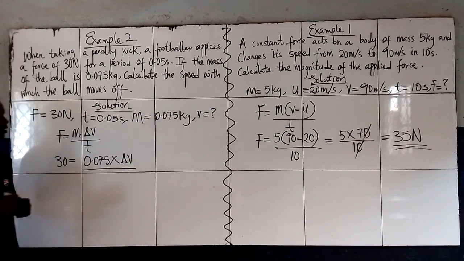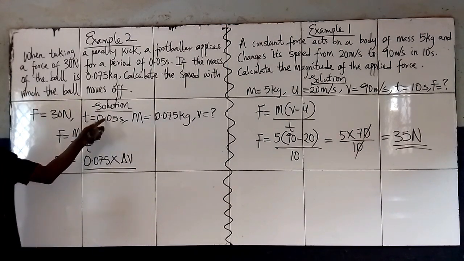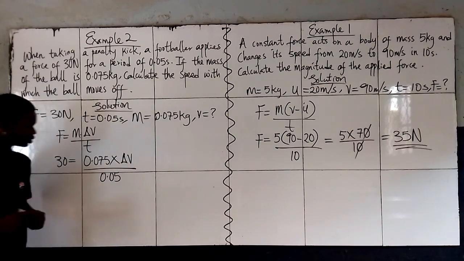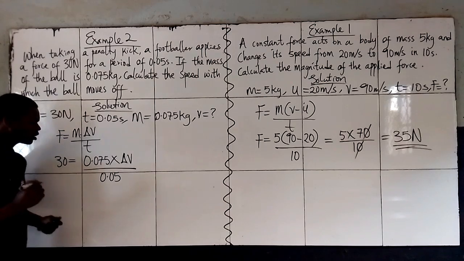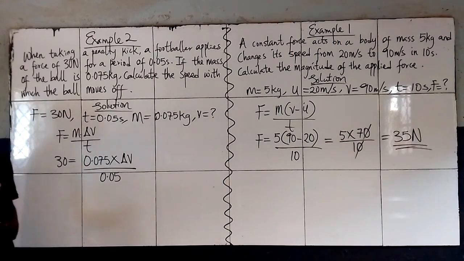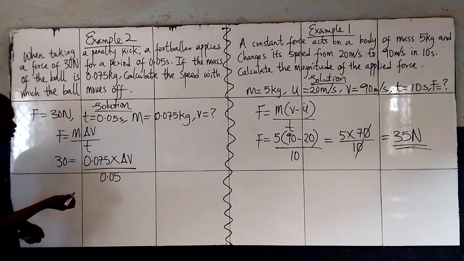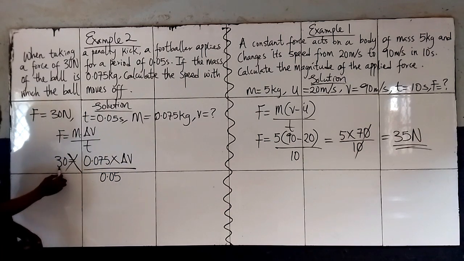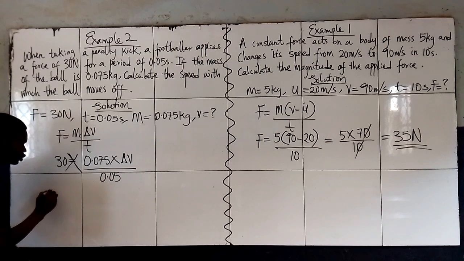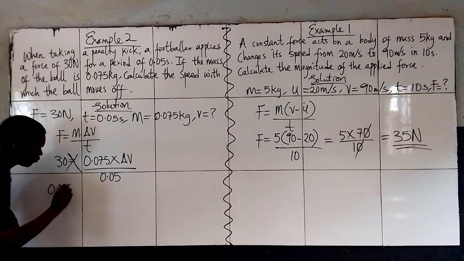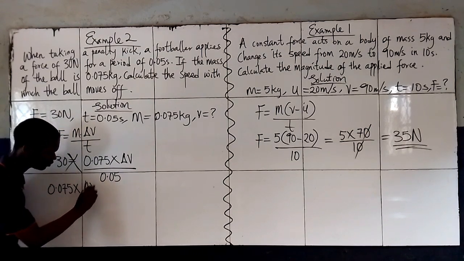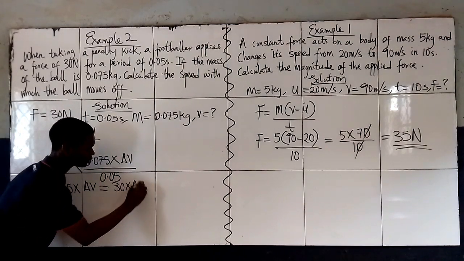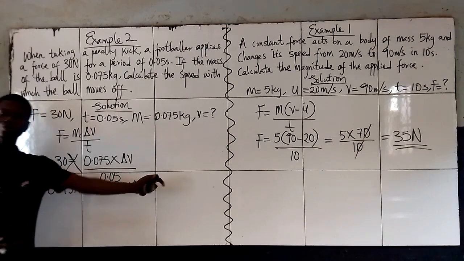All over. Now, was the time given? Time was given as what? 0.05. Is it not? So this is what we now have. So working from here now, how do we make change in V subject? We can choose to what? Cross multiply. Or let's just cross multiply from here. When you cross multiply, this will times this, and this will be on its own side. So you now have 0.075 times change in V equals 30 times 0.05. So this is what you will now have.